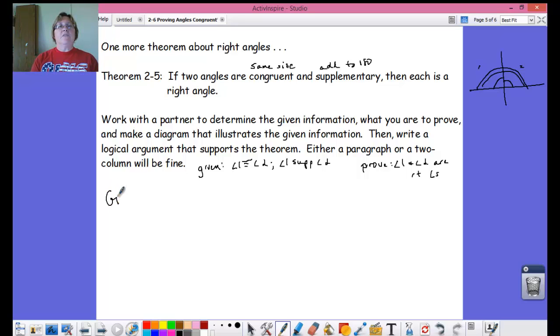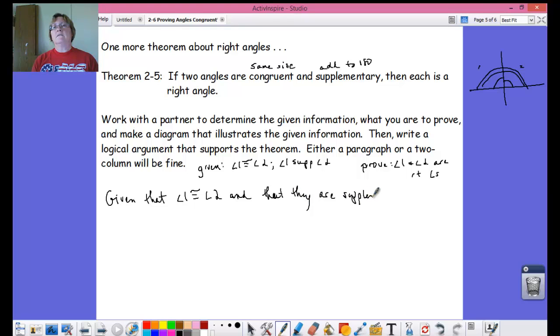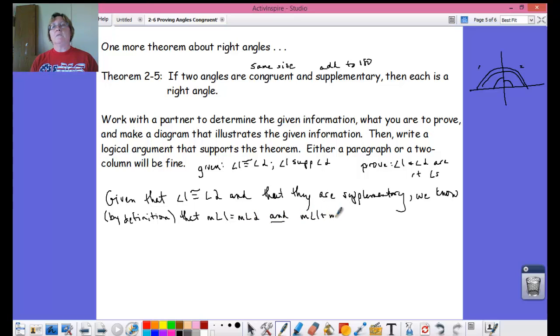So given that angle 1 is congruent to angle 2 and that they are supplementary, we know, and I'm going to put in parentheses, by definition, we're going to apply definitions for congruence and for supplementary, that the measure of angle 1 is equal to the measure of angle 2, and that the measure of angle 1 plus the measure of angle 2 is equal to 180.